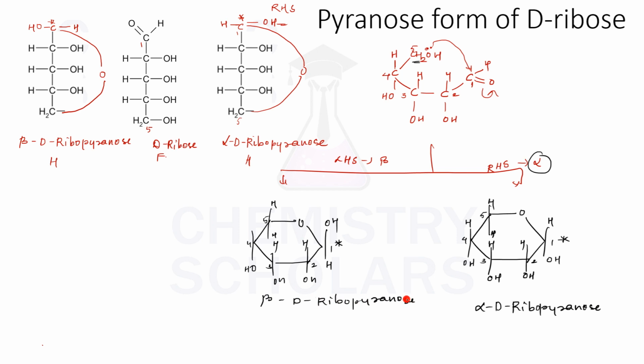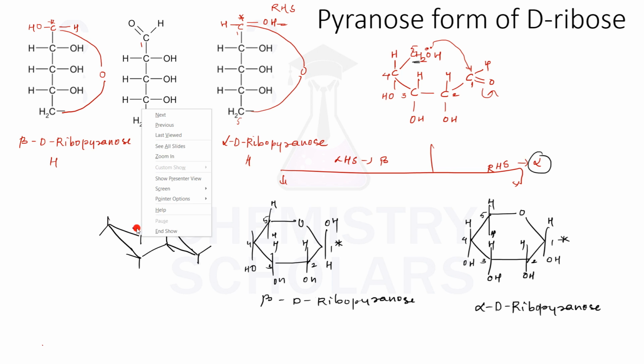Okay, since it is a six-membered ring, this is going to exist in a chair form. So we can also draw the chair forms. First I will draw the chair form of beta because there is space over here, and this is your chair. First draw the axial bonds, one up, one down. Then show the equatorial bonds.